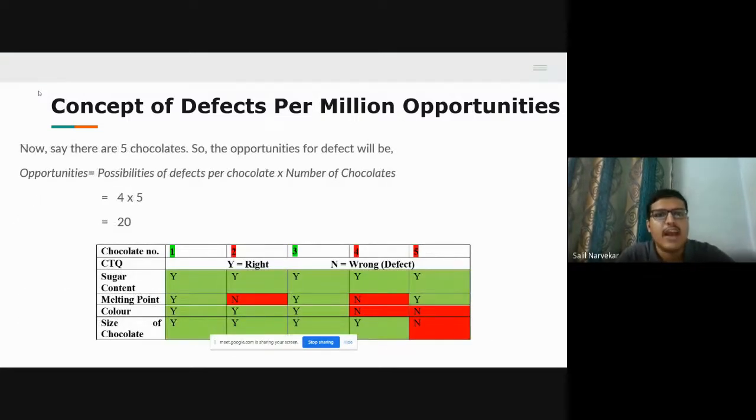Now, see, there are 5 chocolates. So the opportunities for defects equal the possibilities of defects per chocolate times the number of chocolates. That will be 4 times 5, that is 20.